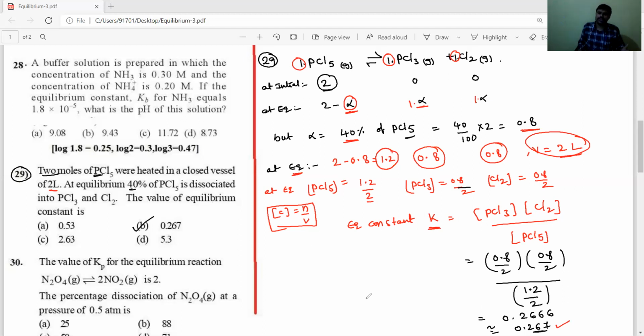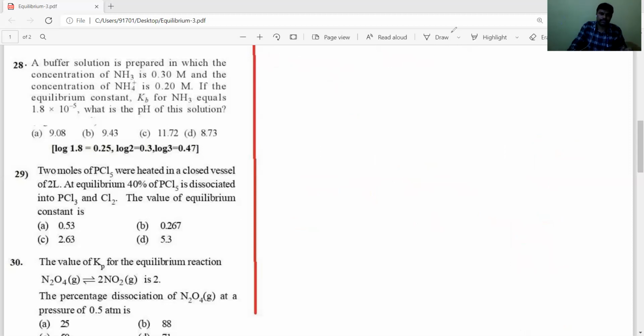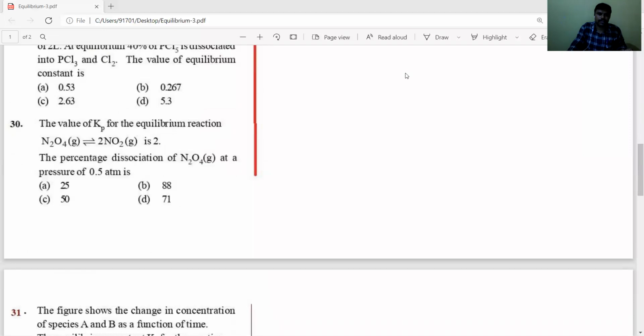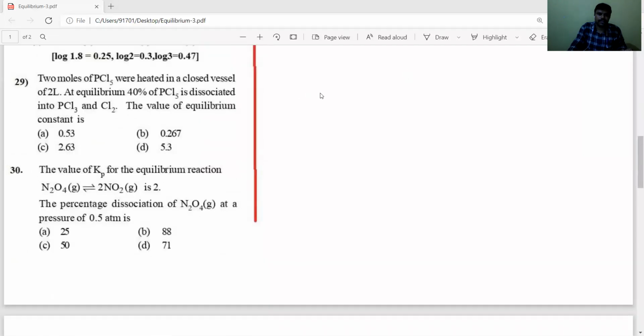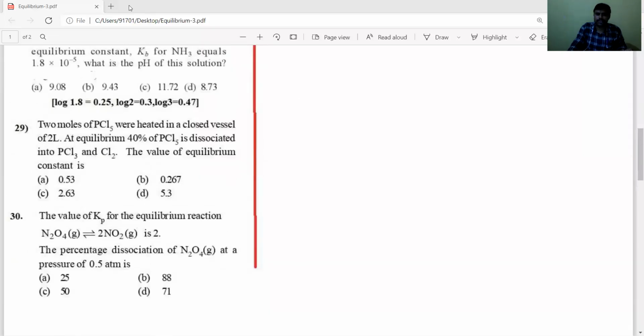0.267 is the answer. So the answer is option B. Okay students, let's see the 30th question. This kind of model question is very important for NEET and JEE examinations. Okay, let's see the 30th question.